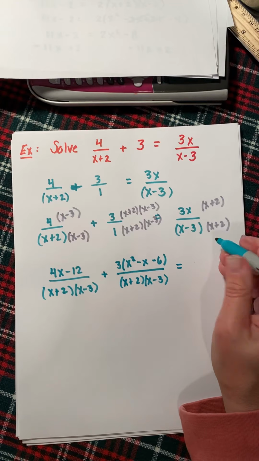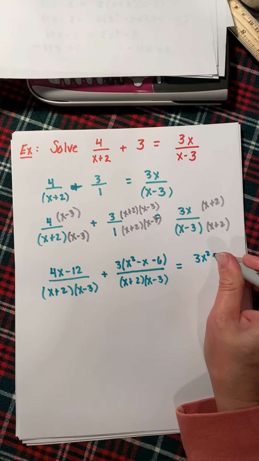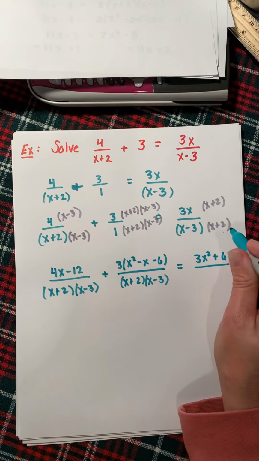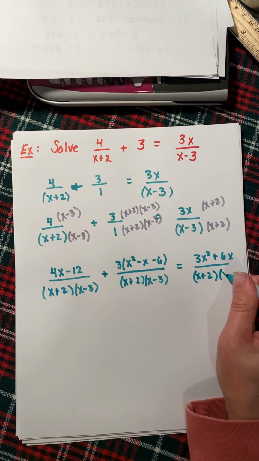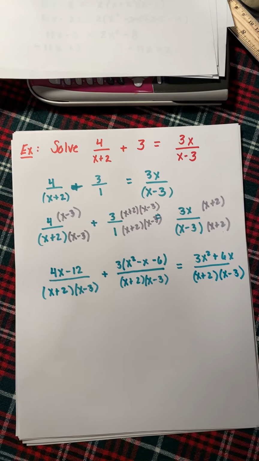Well, 3x times x plus 2 is 3x squared plus 6x. And I'm just going to put the x plus 2 on the right. Nope, on the left. It is on the right, just to make them all look the same. Woo!